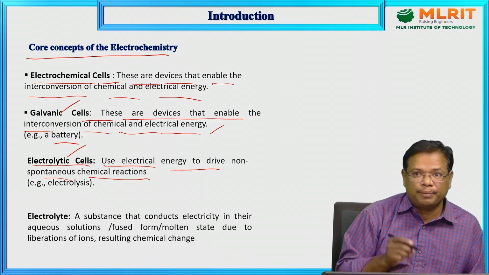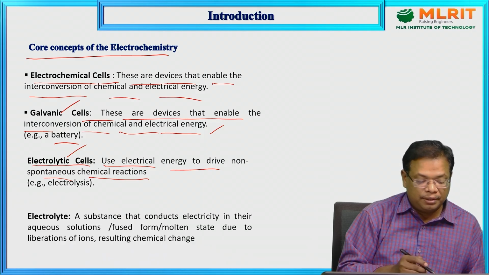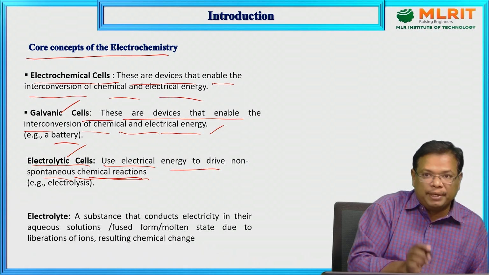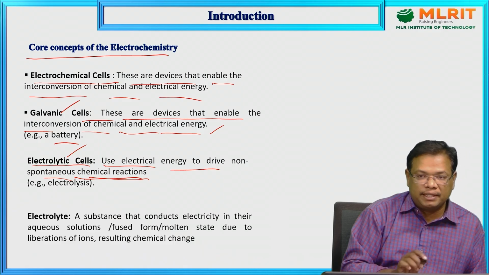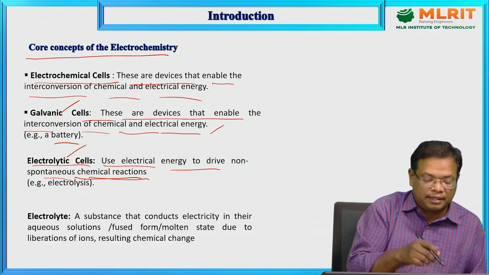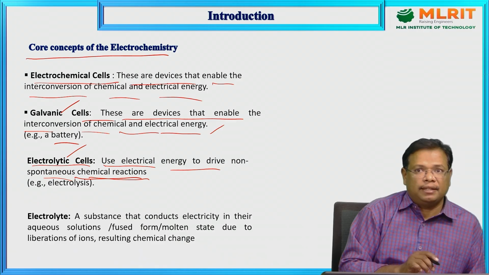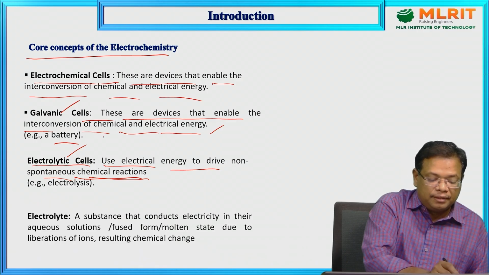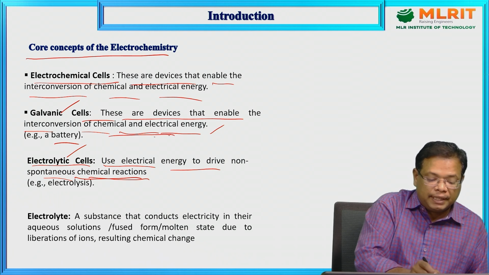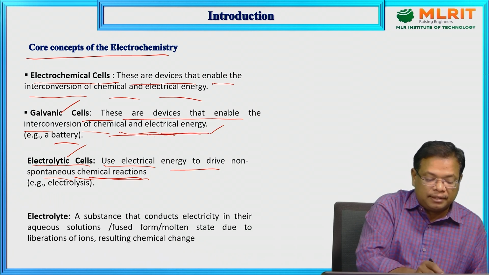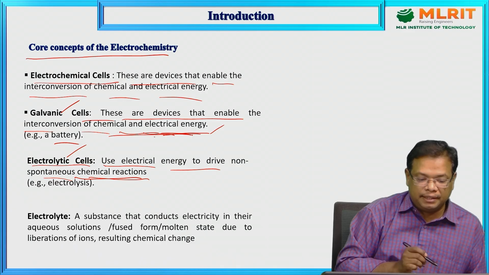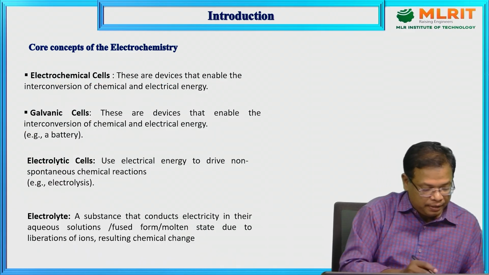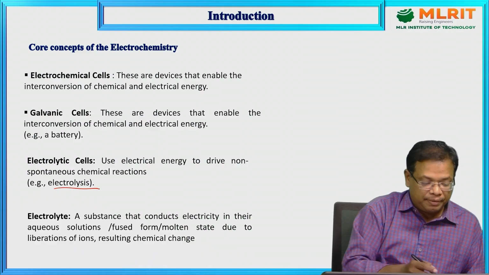So these reactions need an extra force to drive them, to make the chemical reactions happen. That is a non-spontaneous reaction. What are spontaneous reactions? Those that don't need an extra force. They generate electrical energy by chemical reactions, spontaneous chemical reactions. So electrolysis is one example of an electrolytic cell.